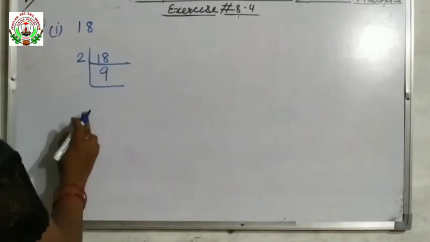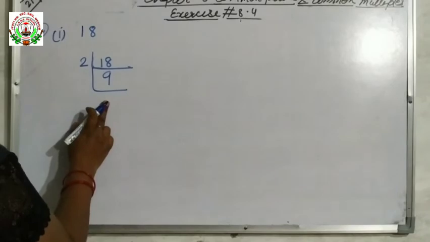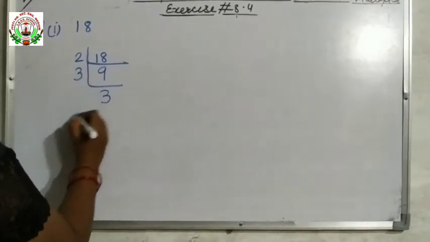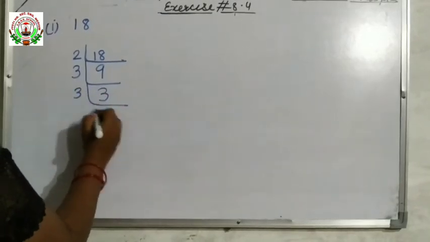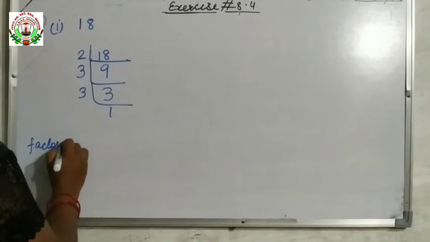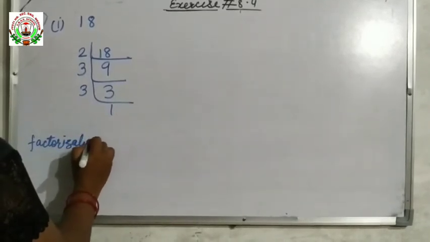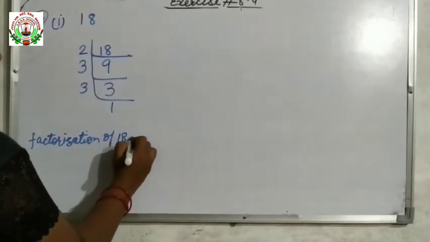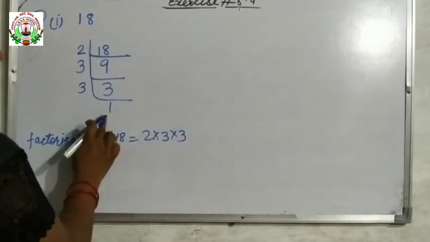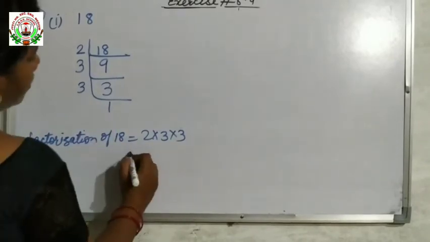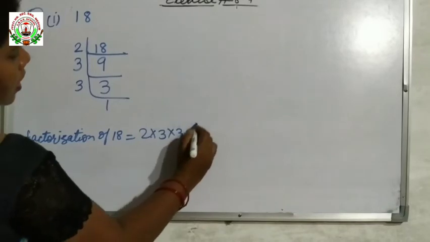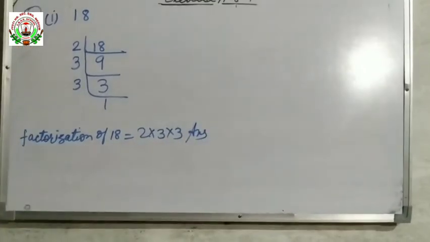Now 9 is an odd number, so it is not divisible by 2. Next number is 3. When you divide it by 3, 3 3 ja 9. Then again 3 1 ja 3. Now factorization of 18 is 2 into 3 into 3. We are not adding 1 because when you multiply 1 with any number, that number stays itself. 2 3 ja 6, 6 3 ja 18. This is the answer. Understood?